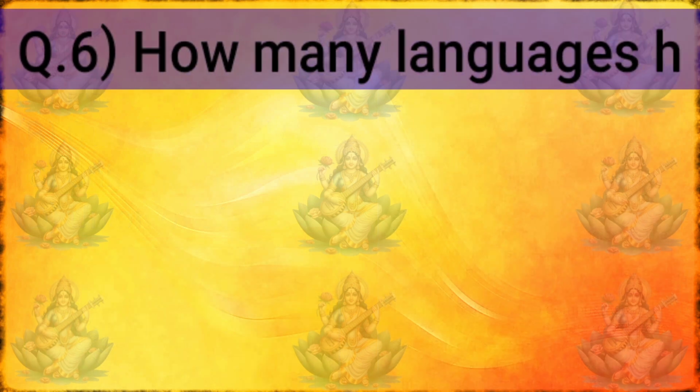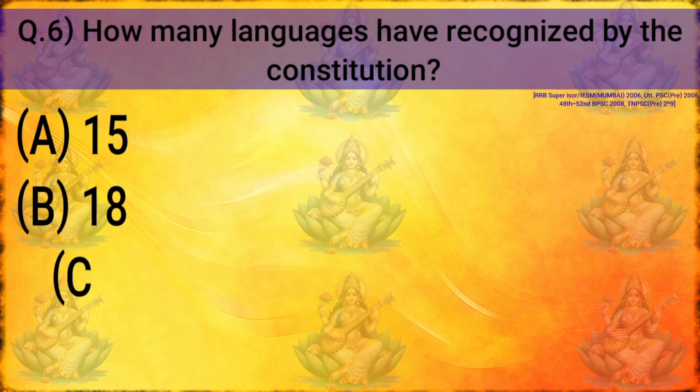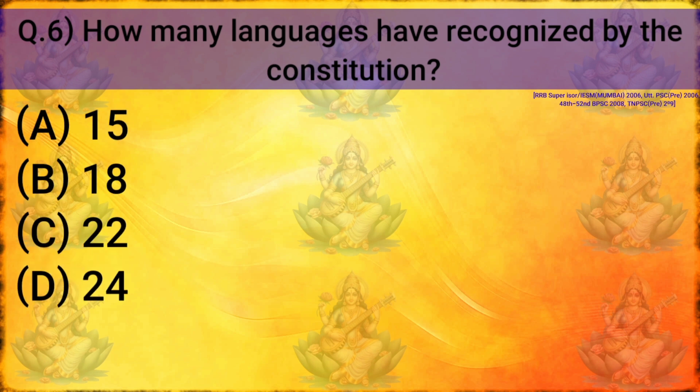The next question is, how many languages are recognized by the Constitution? The given options are A. 15, B. 18, C. 22, or D. 24. Again, this question is also very important, friends. It came in many competitive exams, whether national level or state level. The correct answer is option C, 22.